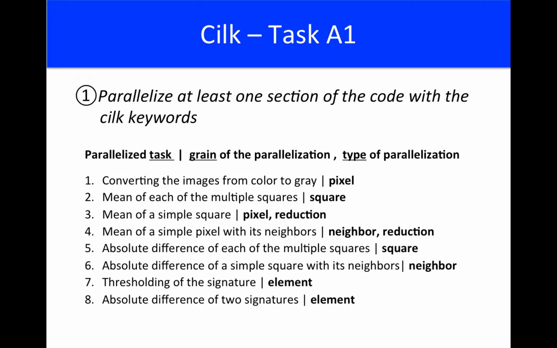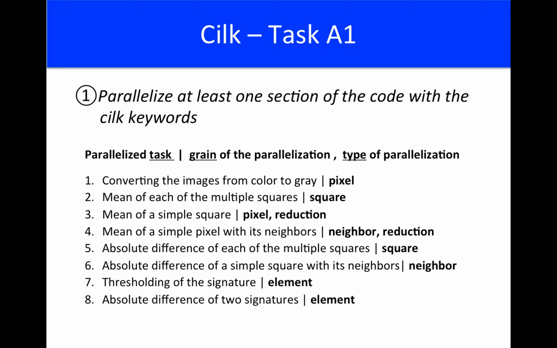We won't go through the code because it would take too much time, but we would like to name at least the different parallelizations within. First, in a section of the code, the images are converted from color to grayscale. Here you can parallelize by pixel. Second, the pictures are divided into squares, and for each of those squares, the mean is computed. We parallelize this section so that each square is done in parallel.